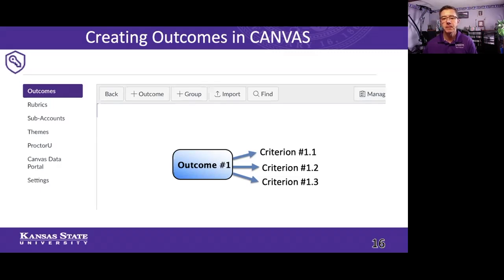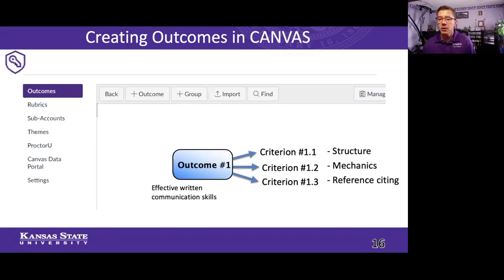For example, an outcome that states students will be able to communicate effectively in writing. This usually is comprised of multiple criteria that are assessed, such as the structure is clear and logical and easy to follow, or uses correct mechanics such as grammar, spelling, and punctuation, or effectively incorporates appropriate supporting materials, etc. The criteria are what Canvas calls outcomes. These are the components that are scored in an assessment.